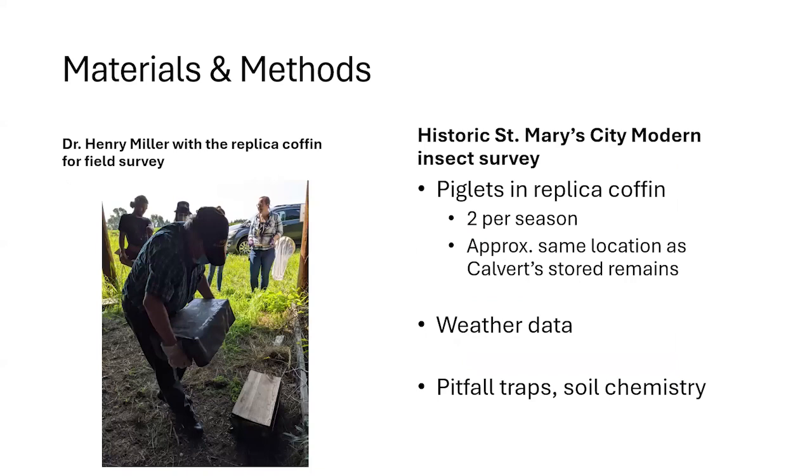At my historic St. Mary's City site, we also paired that archaeological entomology research with a survey of the modern insects that currently exist there. So the two ways that we went about doing that was a replica coffin, a mini version of the type of receptacle that Calvert and his family were found in, which we put ethically sourced deceased piglets in twice a season for an entire year. And then we also paired that with pitfall trapping of two different locations that were associated with the Calvert remains.